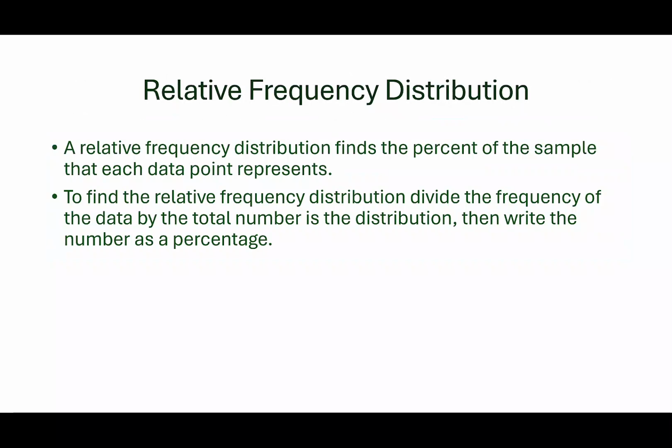Our second type of table is called a relative frequency distribution. A relative frequency distribution finds the percent of the sample that each data point represents. To find the relative frequency distribution, we divide the frequency of the particular category by the total number in the distribution, and then we write that number as a percentage.